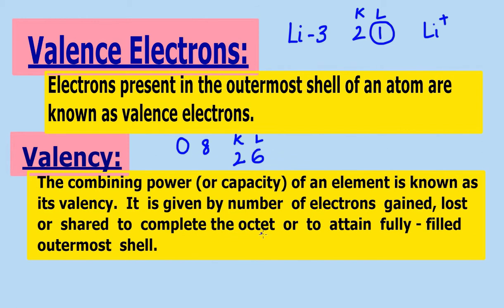To complete the octet, or to attain a fully filled outermost shell, how many electrons are required by oxygen? As the octet is completed by having 8 electrons, if we subtract the number of electrons present in the outermost shell of oxygen, that is 6, we get 2. So 2 is its valency. While combining with some other element, oxygen will tend to gain 2 electrons. So this is how the combining power or combining capacity of an element is associated with the valency.